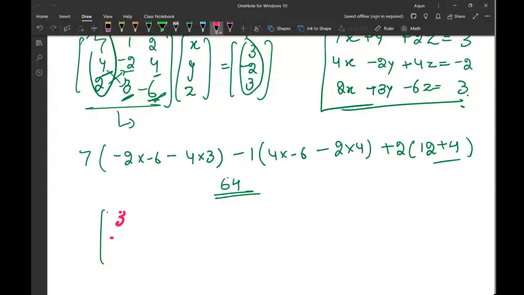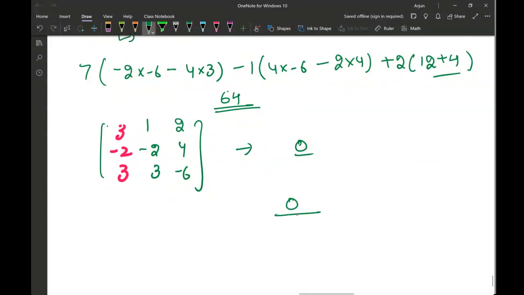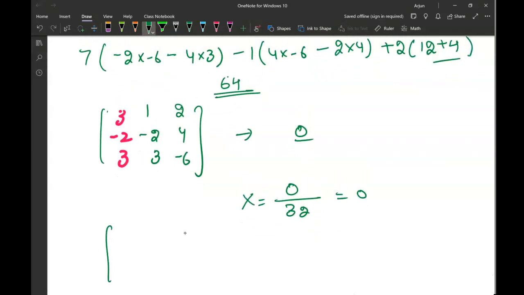So 3 minus 2 and 3, and then these previous terms are 1 minus 2 3, 2 4, and minus 6. When you find the determinant of this one, it will come out to be 0. And then to find the value of x, 0 upon 32, that's going to give me 0. And then I'm going to move to the next one.